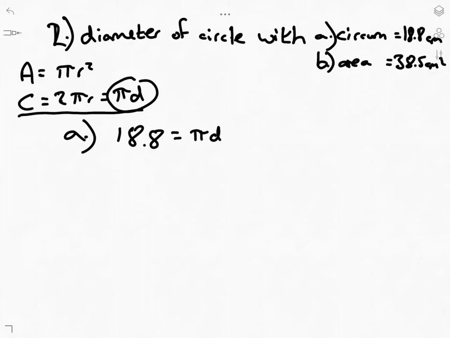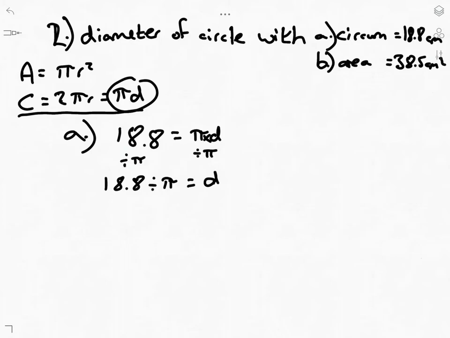So now just to rearrange that, I need to get d on its own. So this is pi times d. It's not very clear, is it? Let's try again. Times d. So we do the opposite. We're going to divide by pi to get over onto this side. So we get 18.8 divided by pi equals d.